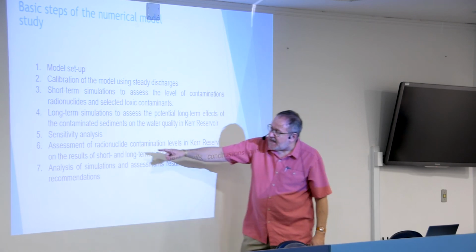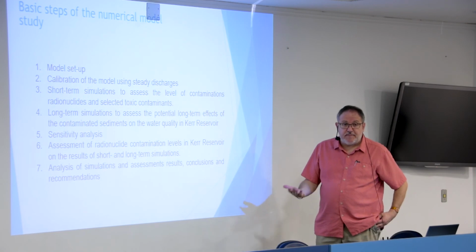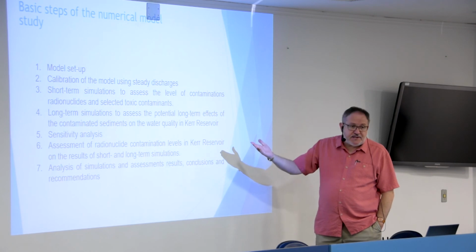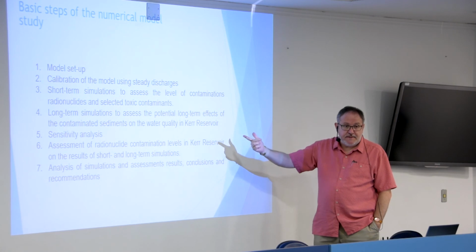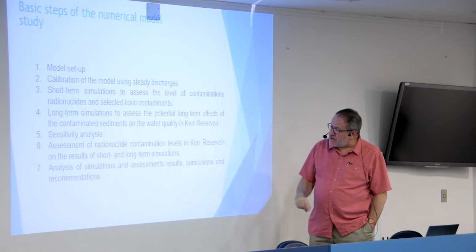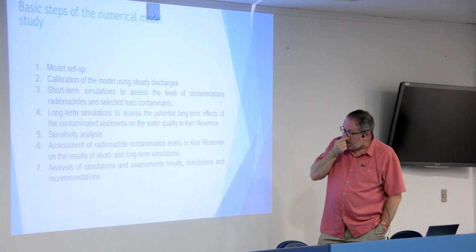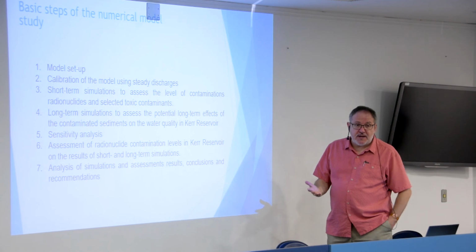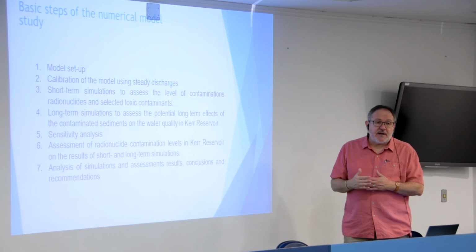You do a sensitivity analysis, and that means changing the boundary conditions, but also changing the value of the parameters, like the parameter, the KD. We didn't mention it, but there are diffusion coefficients, there are dispersion coefficients, there are things that we need to have to run these models. So we do an assessment of radionuclide contamination in the reservoir, both for short-term and long-term, and then we can reach some kind of conclusion and say, well, if this happens, we are going to have this level of impact.